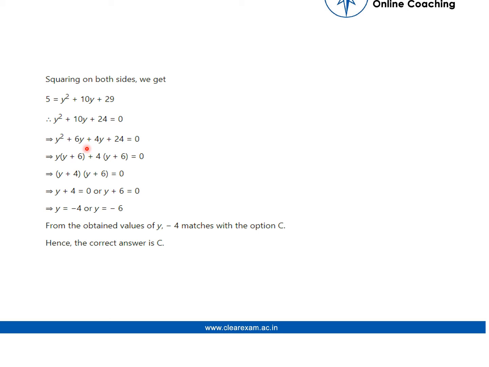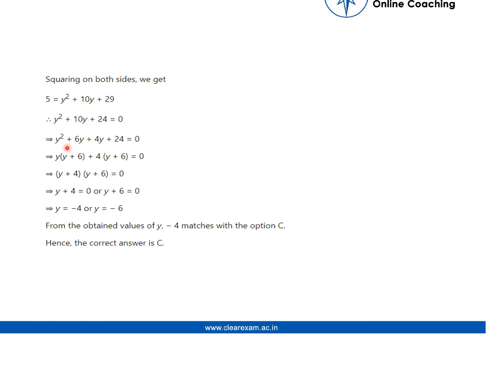So we have to factorize it, comparing with ay square plus by plus c. So we multiply a and c, that is 24. We have to factorize 24 in such a way that its sum or difference should come out to be 10, that is the coefficient of y. So that is pretty easy, that is 6 and 4.